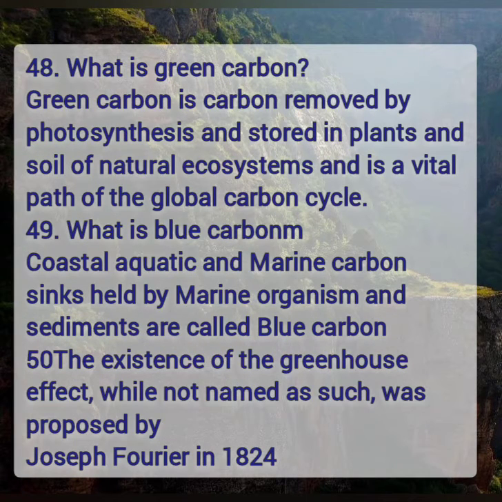What is green carbon? Green carbon is carbon removed by photosynthesis and stored in plants and soil of natural ecosystems and is a vital part of the global carbon cycle. What is blue carbon? Coastal, aquatic and marine carbon sinks held by marine organisms and sediments are called blue carbon. The existence of the greenhouse effect, while not named as such, was proposed by Joseph Fourier in 1824.